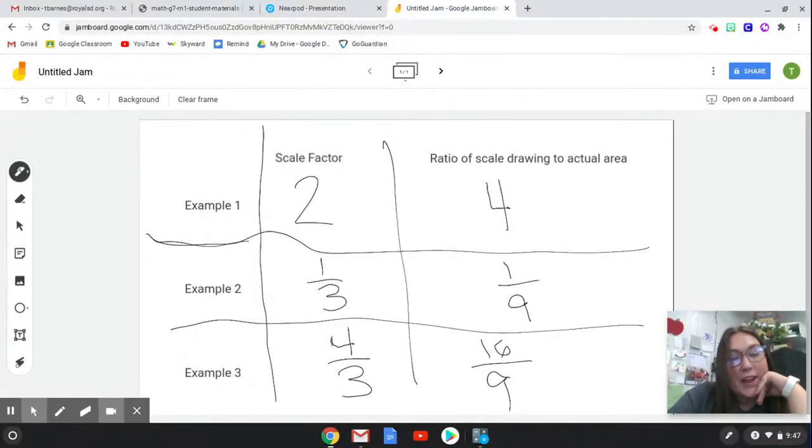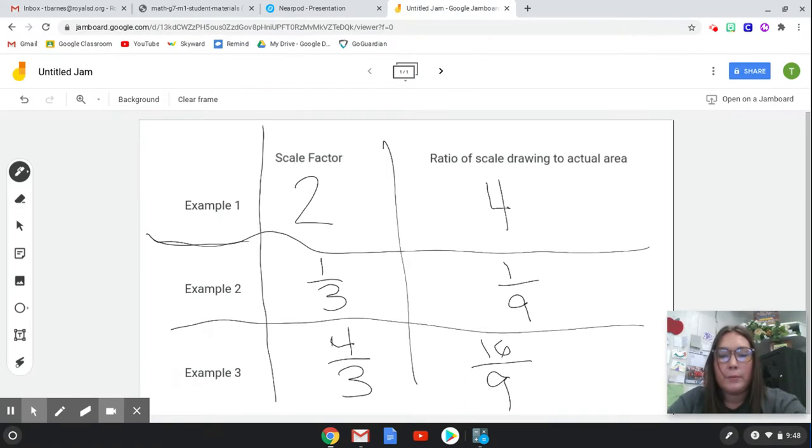Hey guys, so now that we have figured out the scale factor and the ratio between all of those, we are going to look at the pattern. So in example one, our scale factor was 2, and then our ratio of our scale drawing area to our actual area was 4. So the first thing I notice is, well, that's multiplied by 2. So then I'm going to check example 2.